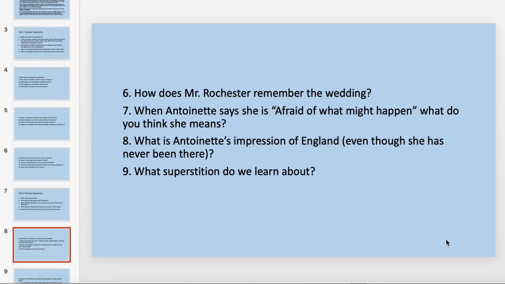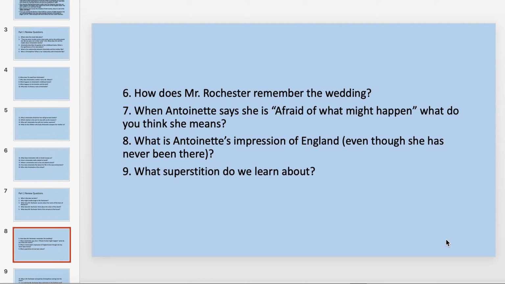Going on to 8, what is Antoinette's impression of England, even though she has never been there? This is going to be a question that relates to more parts of the story than just this early scene with them together talking about where he's from. So again, Mr. Rochester is from England. He's come to Jamaica to marry Antoinette and then take her on their honeymoon. They're to visit another part of the islands.